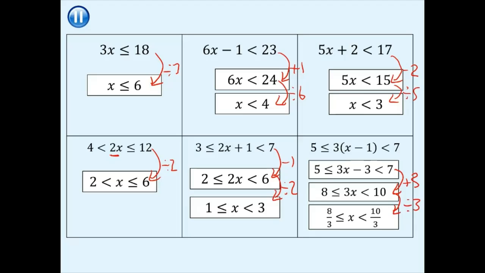You'll notice here I've left the answers as top-heavy fractions. There is nothing wrong with that. If you wanted to, you could write 2 and 2/3 and 3 and 1/3, or you could have 2.6 recurring and 3.3 recurring. I personally prefer to leave in top-heavy fraction because it's accurate.